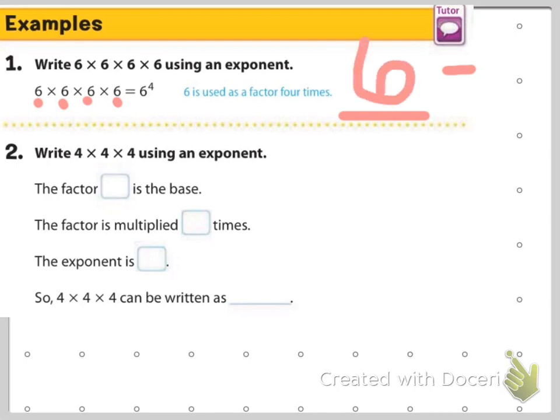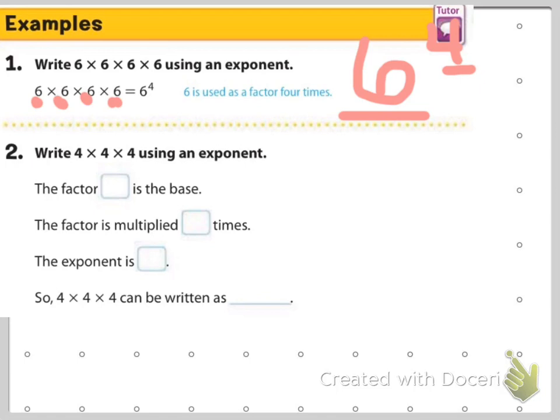And then we count how many times that 6 appears. It's 1, 2, 3, 4 times. So up here for our little number, it's a 4. So it's 6 to the 4th power. So 6 to the 4th power is not 6 times 4. It's 6 times 6 times 6 times 6.